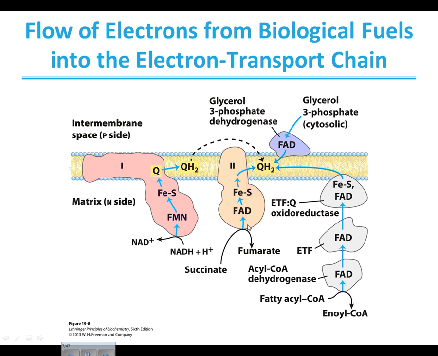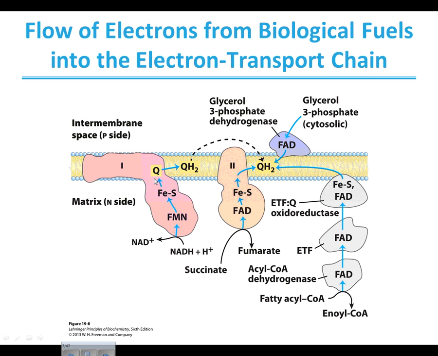This reaction here should look familiar. Succinate becoming fumarate is part of the citric acid cycle that we saw, and this is the one that produced FADH2. So this reaction directly puts an electron into complex 2. We also saw glycerol 3-phosphate dehydrogenase making FADH2. That's going to enter directly here near complex 2.